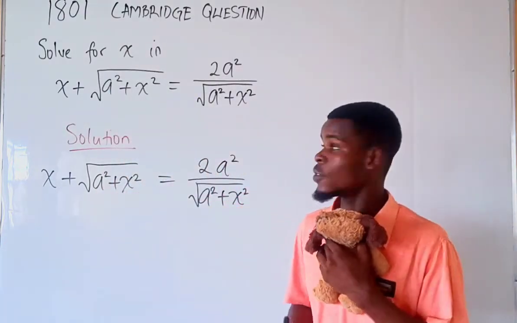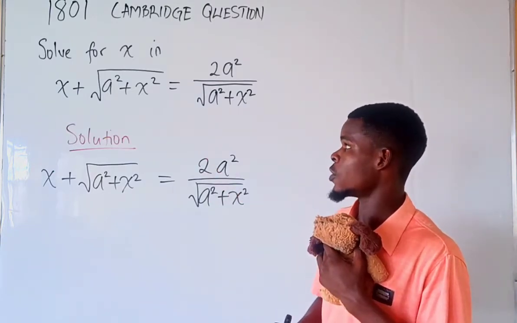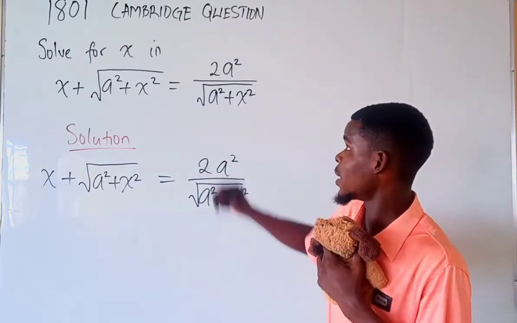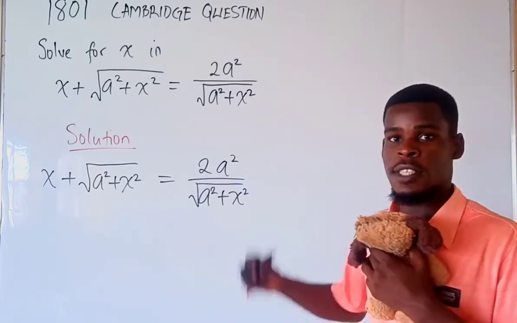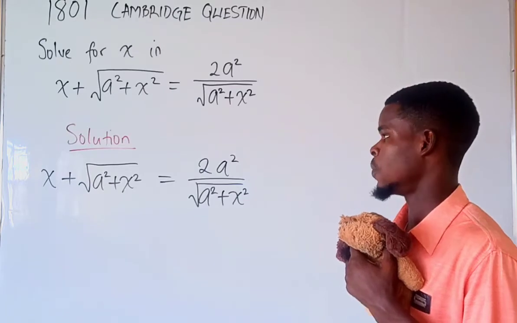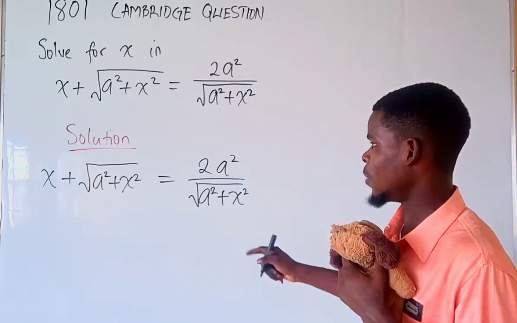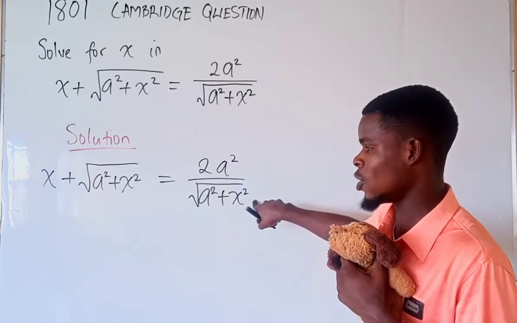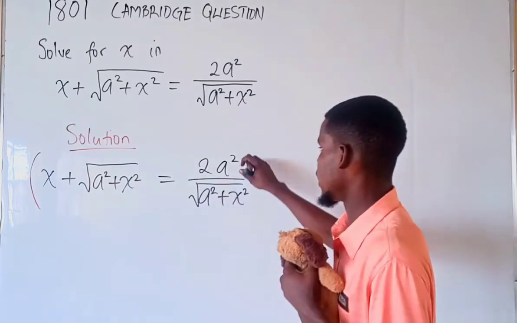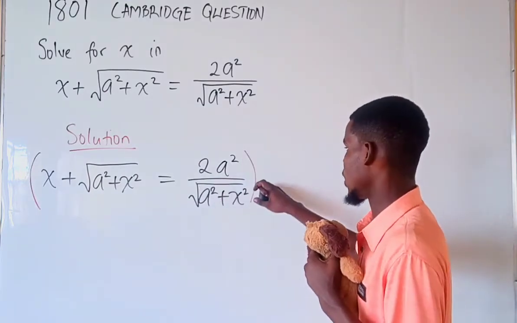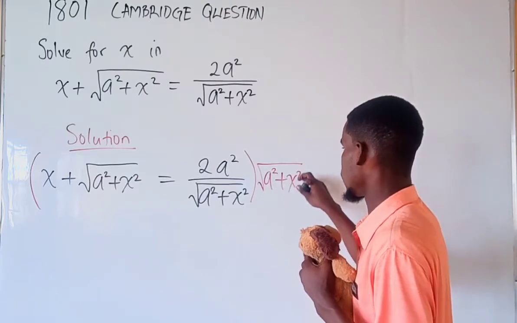So here we want to solve for x in this equation: x plus the square root of a squared plus x squared is equal to 2a squared divided by the square root of a squared plus x squared. This is from the 1801 Cambridge question. To do this, I'm going to start by multiplying through by this denominator. Let me multiply the left-hand side and the right-hand side by the square root of a squared plus x squared.